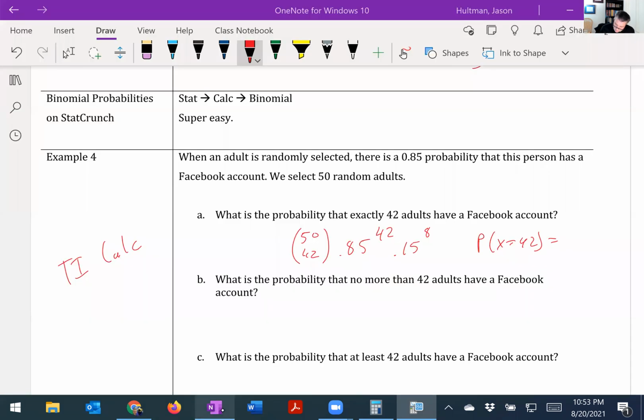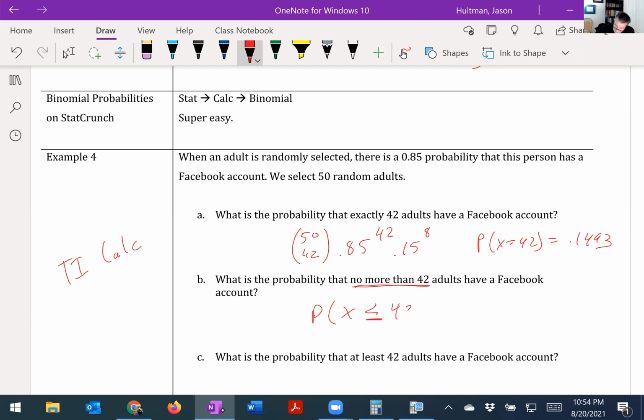0.1493. Okay, so this is 0.1493. What's the probability that no more than 42 adults have a Facebook account? No more. So this is going to be the probability that X is less than or equal to, we're going to use the less than or equal to because we're using the calculator, no more than 42. So no more than 42 means what? No more than, we stop at 42 and we can't have anything more.